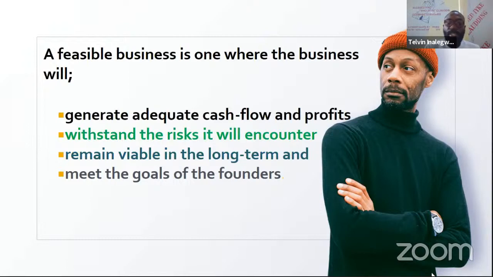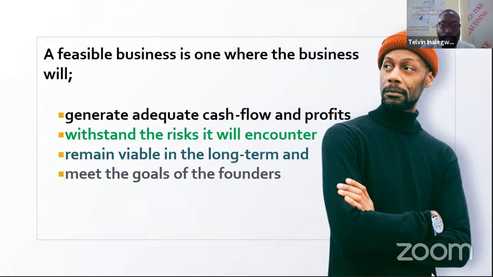And a feasible business is one where the business will withstand the risks it will encounter. There are no businesses that won't encounter risk, but the business becomes a feasible one if it can withstand the risks it encounters. A feasible business is one where the business will remain viable in the long term. You don't expect to come up with a business and in 5 years you're folding up. So if the business is sustainable in the long term, then it is a feasible business.